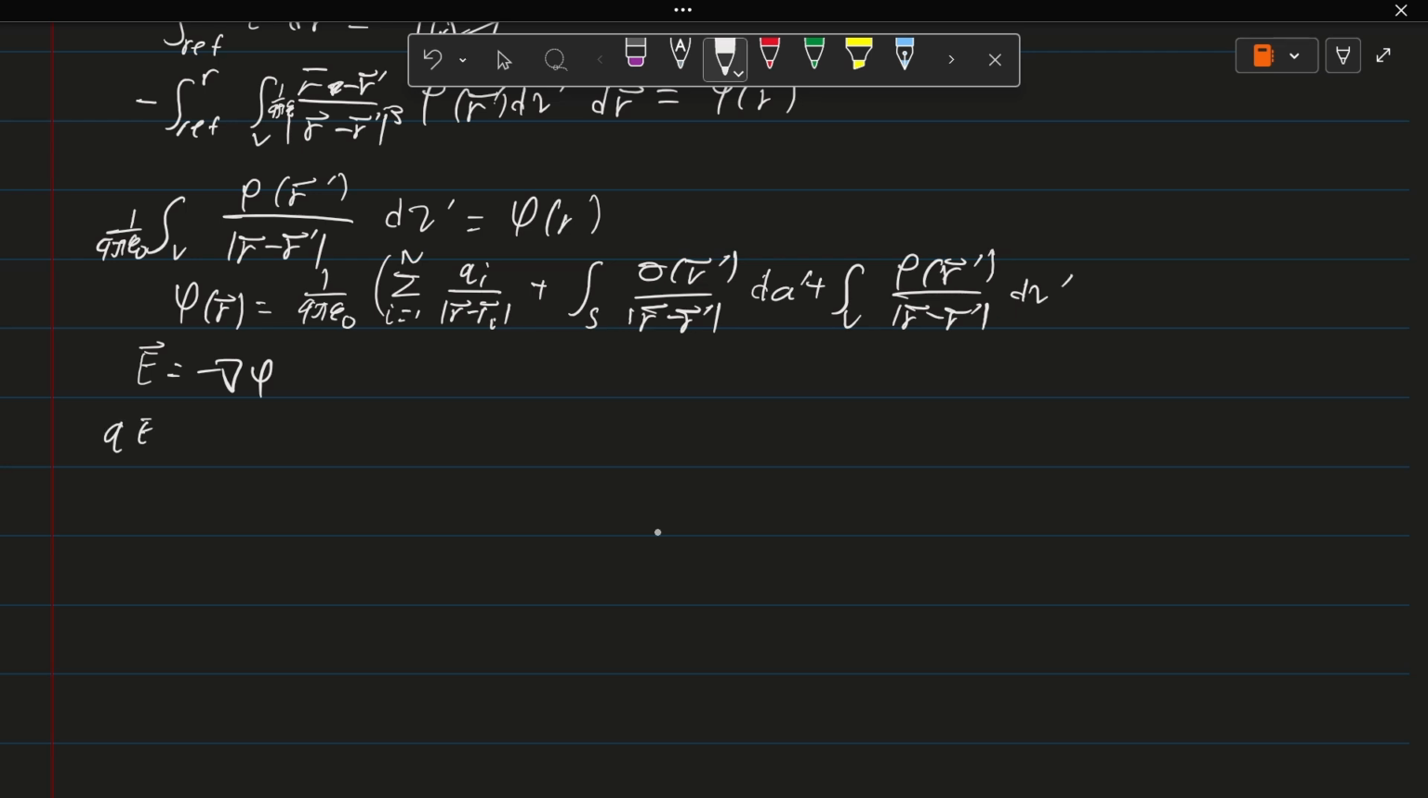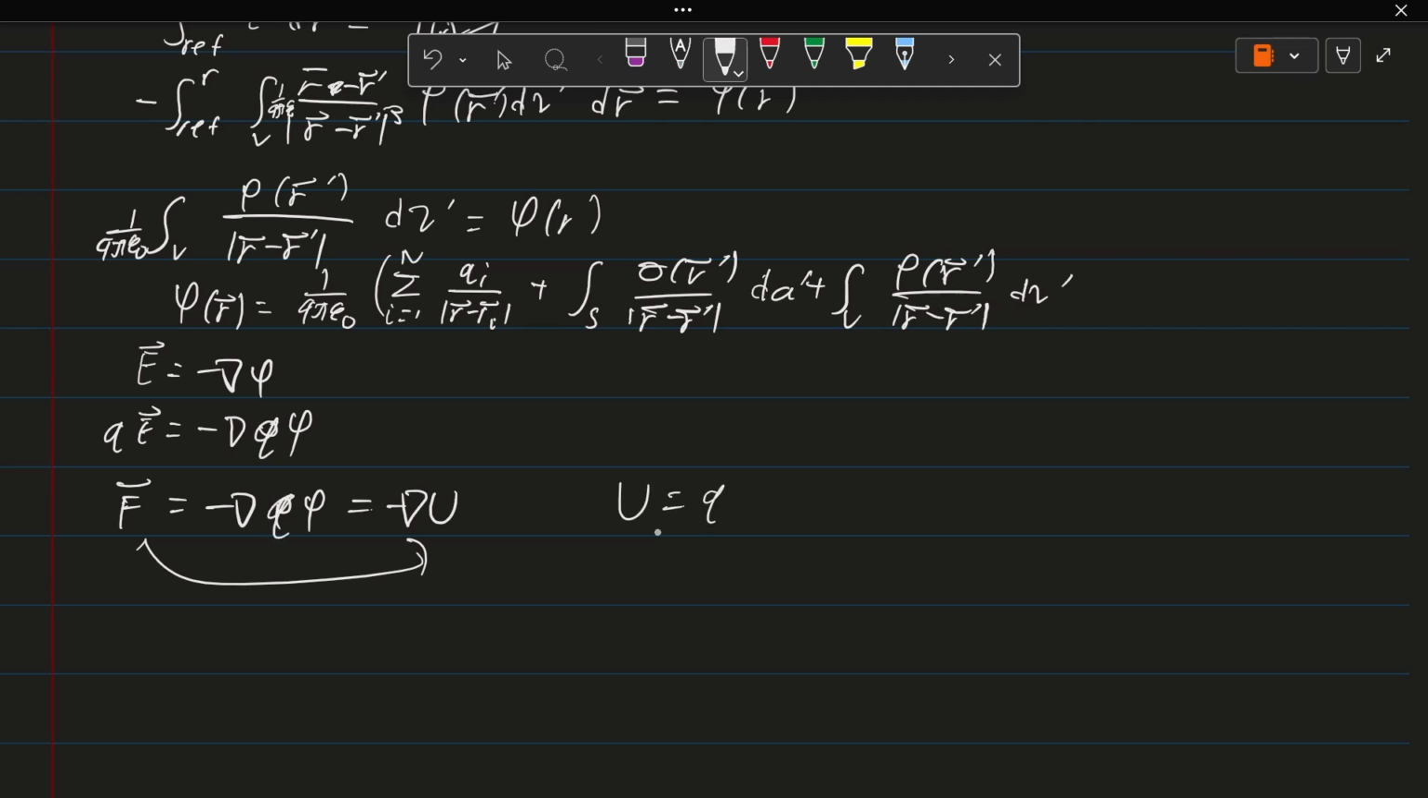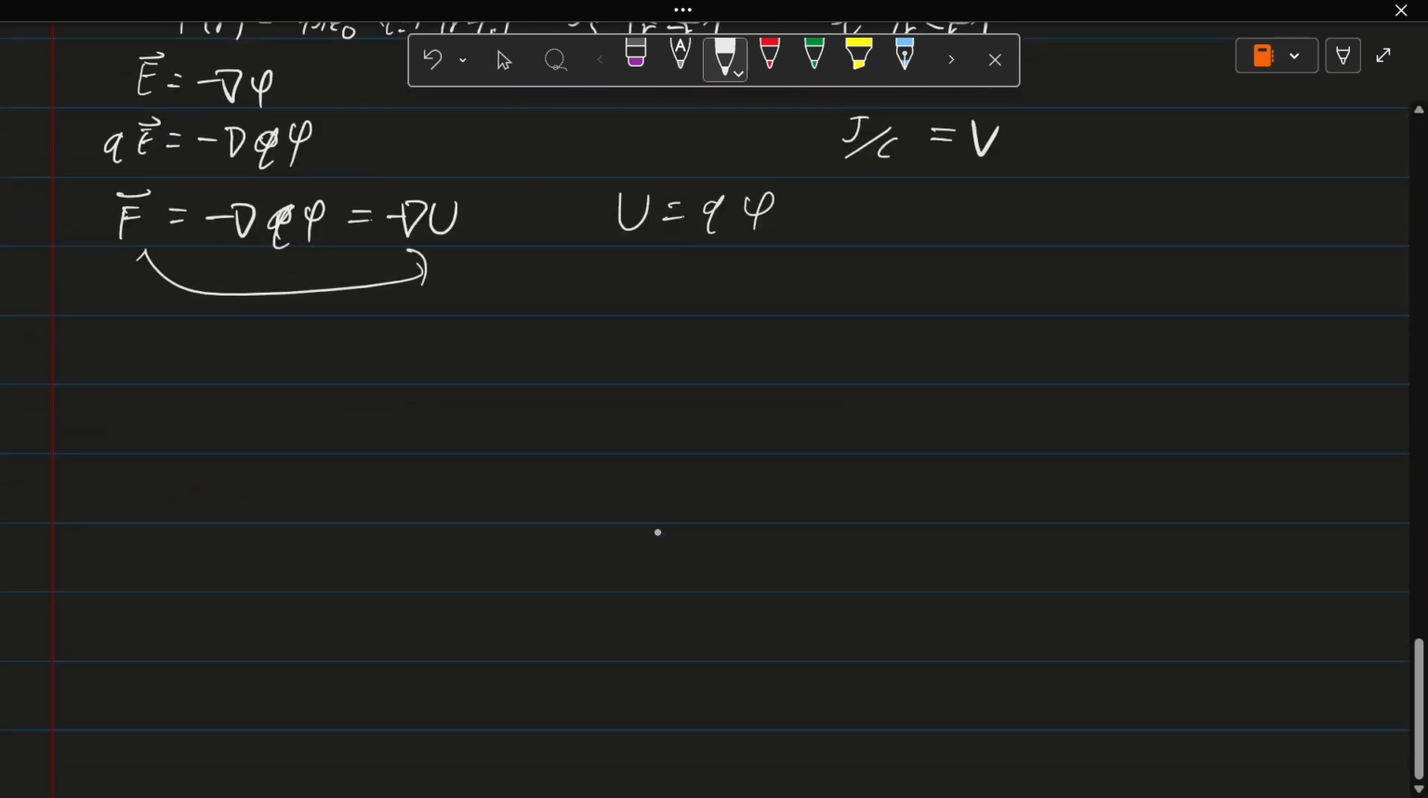But if we multiply both sides by Q, we get something that is very interesting. This is just the force, which is the negative gradient of Q phi. And this is the negative gradient of U, thanks to the definition of the force and the potential energy. So the potential energy is just Q multiplied by the electrostatic potential. This is why we put the negative at the front, to get this type of relation. From this, we can observe that the unit is just joules per coulomb, or we normally denote this as the voltage instead.